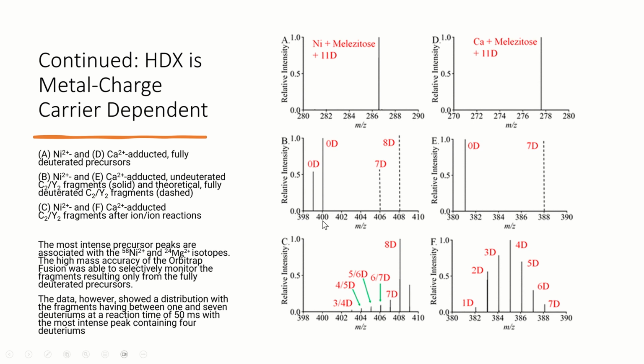And another result found of all this is that the data showed a distribution of the fragments having between 1 and 7 deuteriums mostly, at a reaction time of 50 milliseconds, with the most intense peak occurring at 4 deuteriums. That is shown in mass spec F. So, yes, all good information.